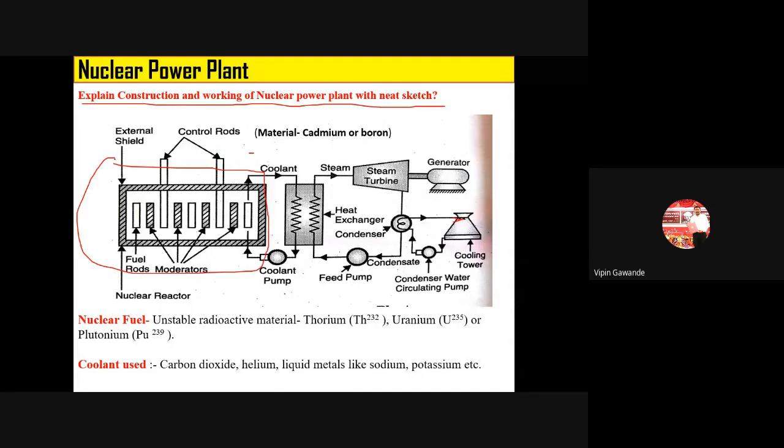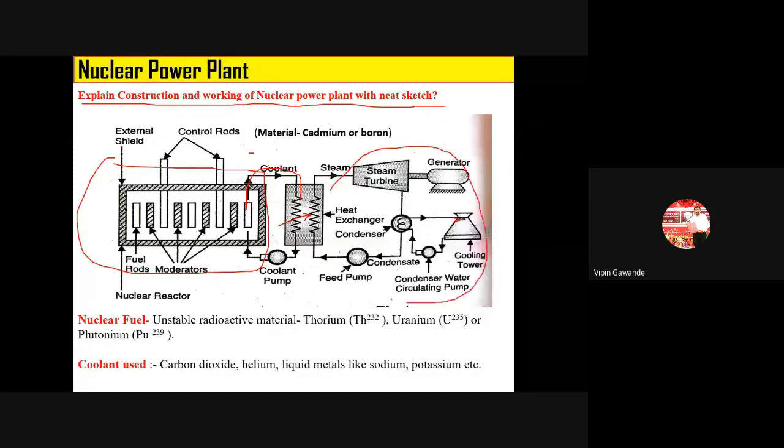You generate the heat energy inside this nuclear reactor. Then that heat energy is absorbed by the coolant. When that coolant enters the heat exchanger, it transfers its heat energy to the water flowing through this pipe. Water is converted into superheated steam. Then the remaining circuit is similar to the thermal power plant.